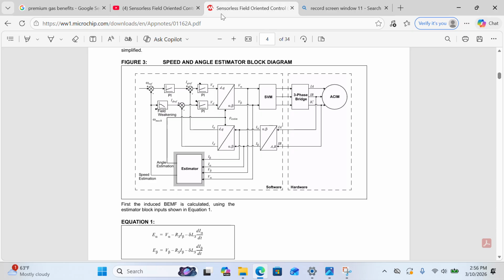Here's the block diagram of how to calculate the rotor angle of the AC induction motor. We have a block called the estimator. It takes the stationary frame of the current, I alpha and I beta, and the stationary frame voltages, V alpha and V beta, into this block.